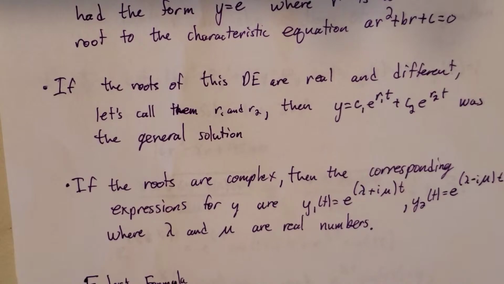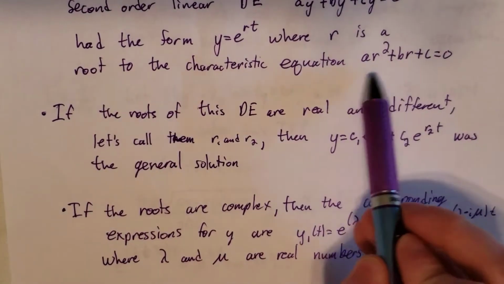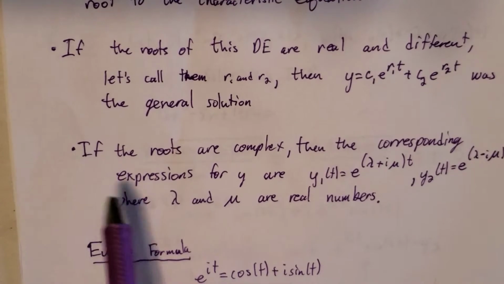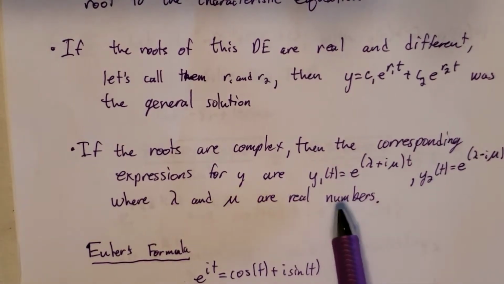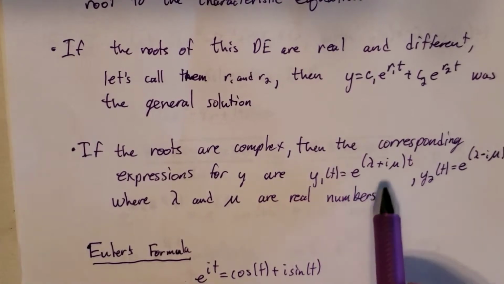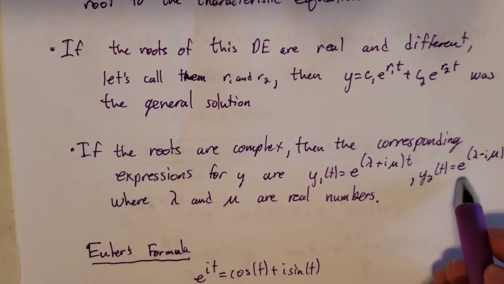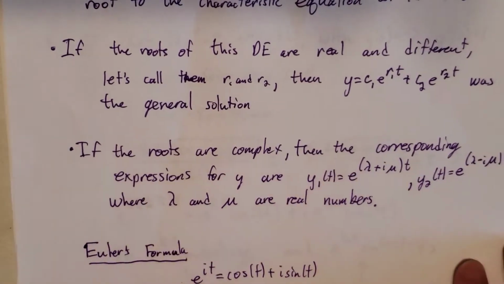So that's going to happen here as well if the roots to the characteristic equation are complex. Let's look at what happens there. If the roots are complex, then the corresponding expressions for y are y1 equal to e raised to the lambda plus i mu times t, and y2 equal to e raised to the lambda minus i mu times t.